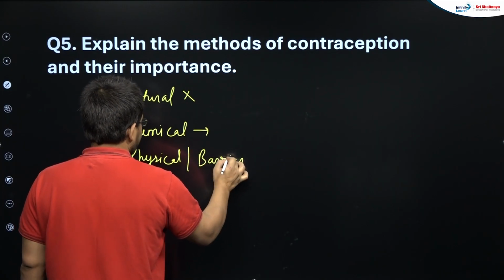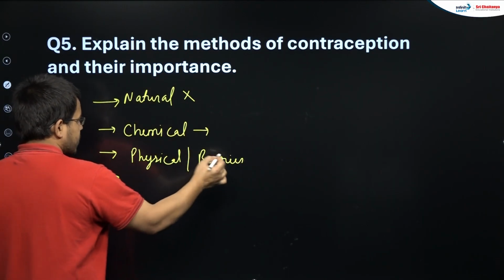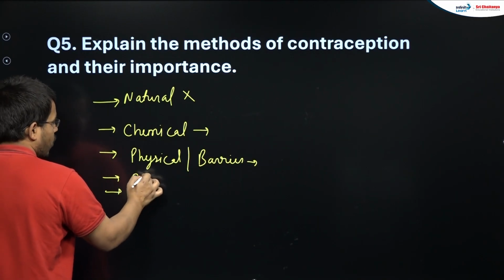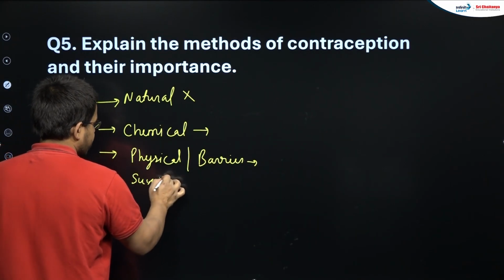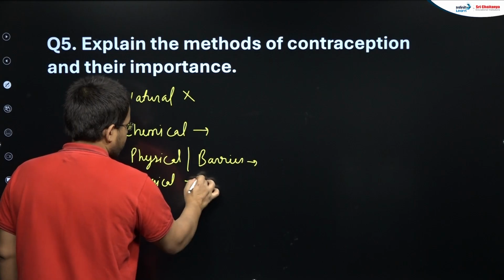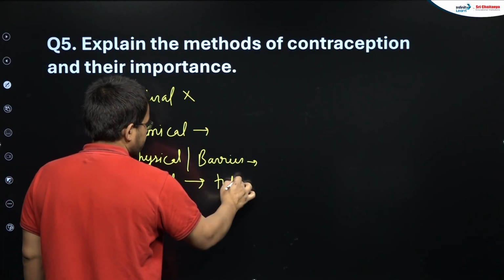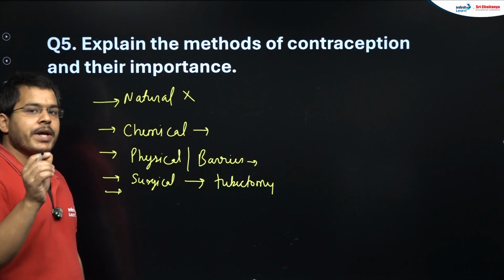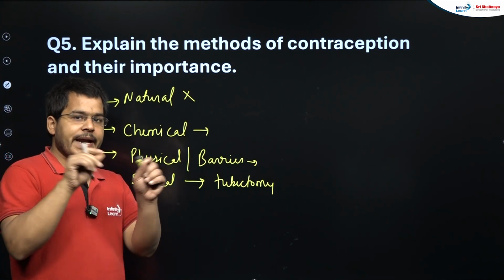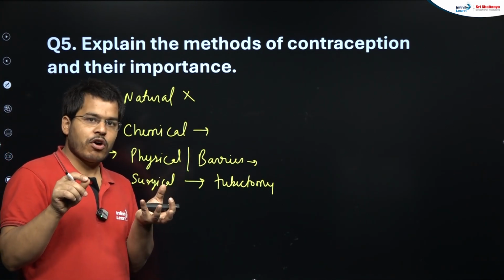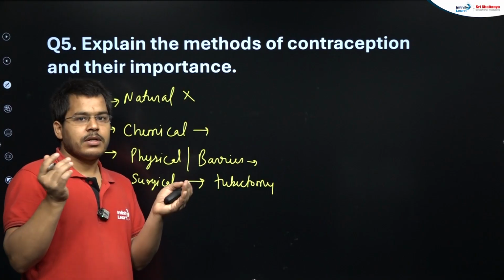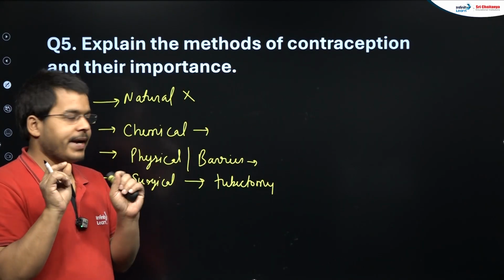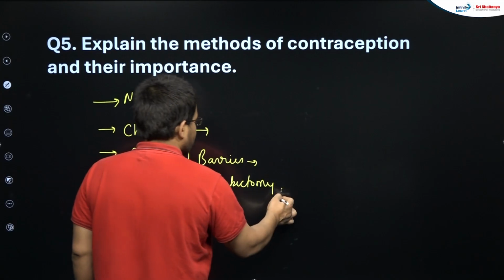Then, students, the next one is the sterilization method, which we also call the surgical method. In the surgical method, we have 2 types. One is tubectomy, where the fallopian tube in females is cut and tied apart, so the female gamete will form, but it will not fuse with the male gamete. Then we have vasectomy.